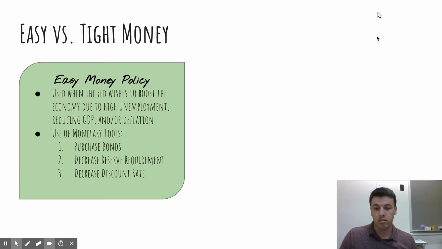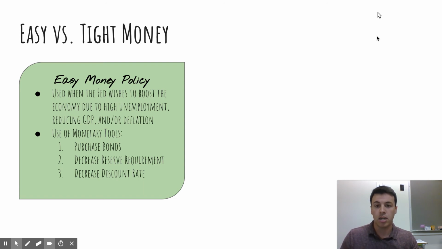We can purchase bonds, which puts money out in the economy. We can decrease the reserve requirement, which will increase the amount of credit available. And decreasing the discount rate will increase the banks' willingness to take on risk in lending money out, because they're not so concerned about paying that fee on going over the reserve requirement. So all three of those things will increase the money supply, which will get more money out into the economy.